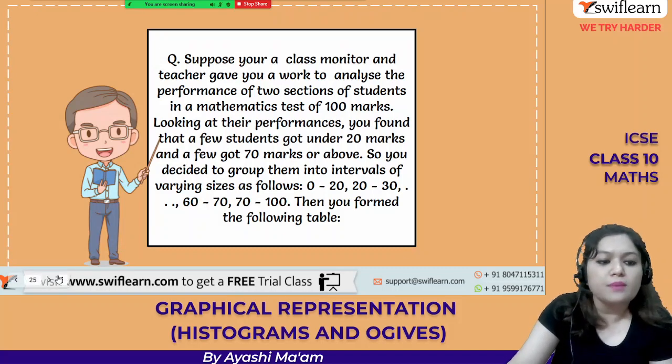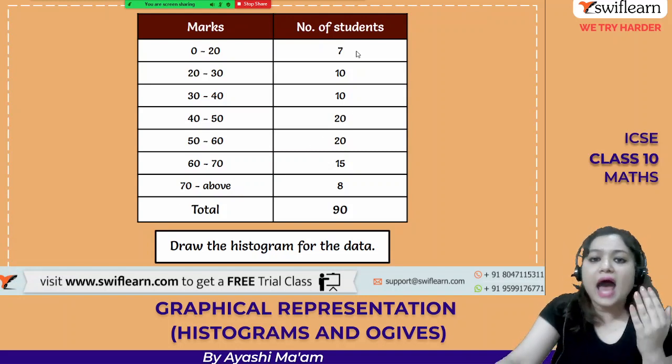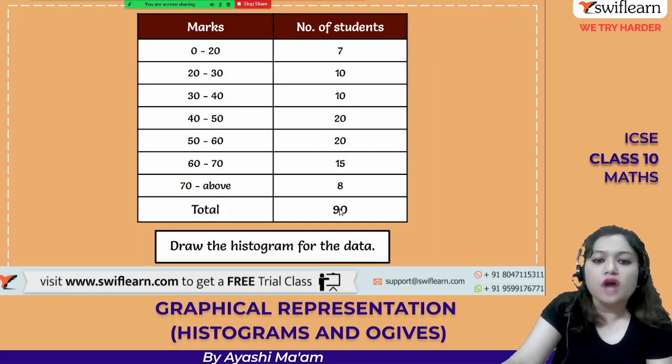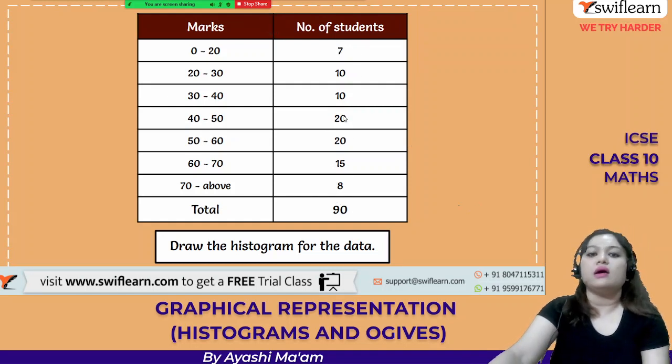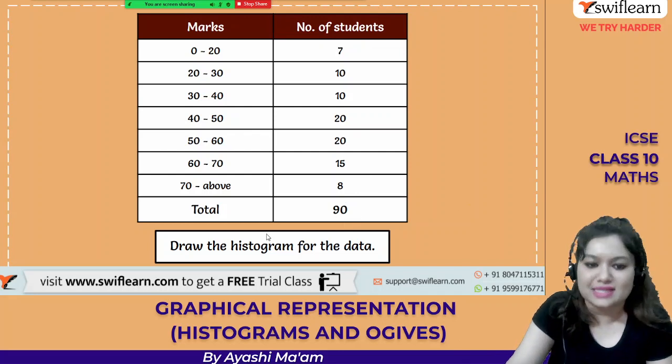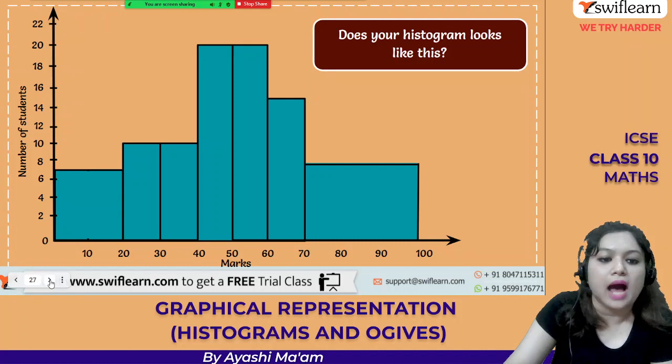These are according to the marks, so 100 marks. So 70 and above means 70 to 100 marks. And the number of students, these are your frequencies. Here they have just added the total number of students and written 90. Now you have been asked to draw the histogram for the data.